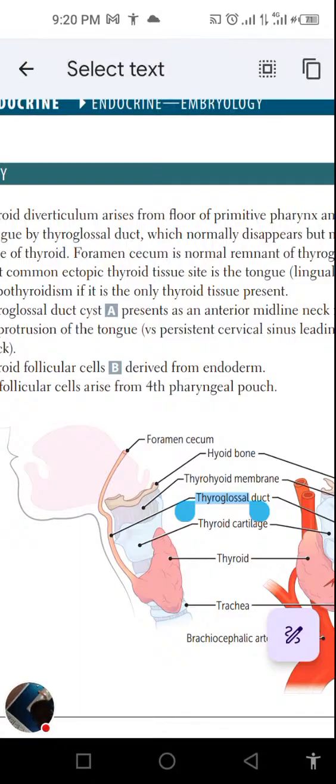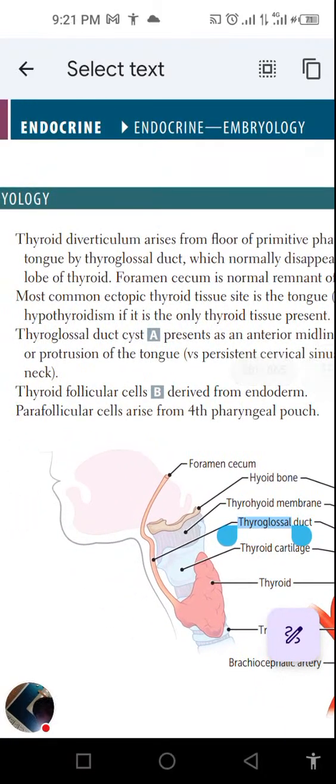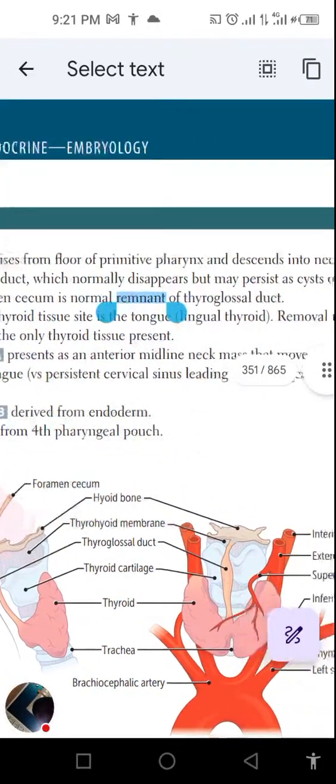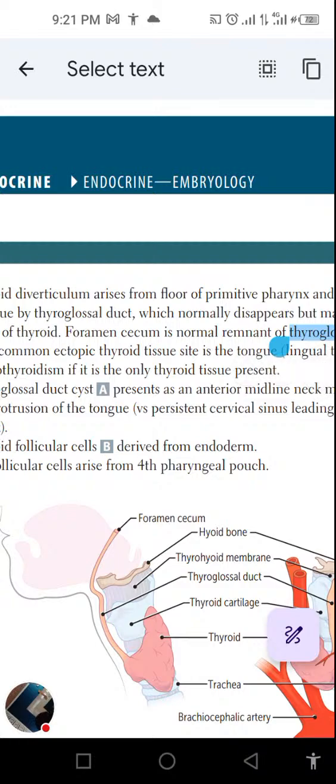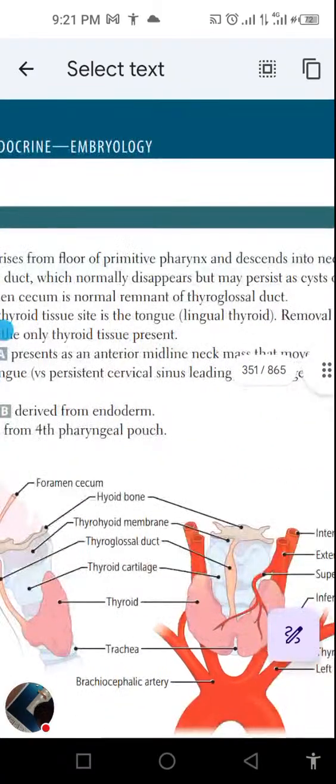Now, what happens is that there is a foramen cecum. It is the normal remnant of the thyroglossal duct. It is a very important point: foramen cecum is the remnant of the thyroglossal duct. The most common ectopic thyroid tissue is at the side of the tongue, known as lingual thyroid.